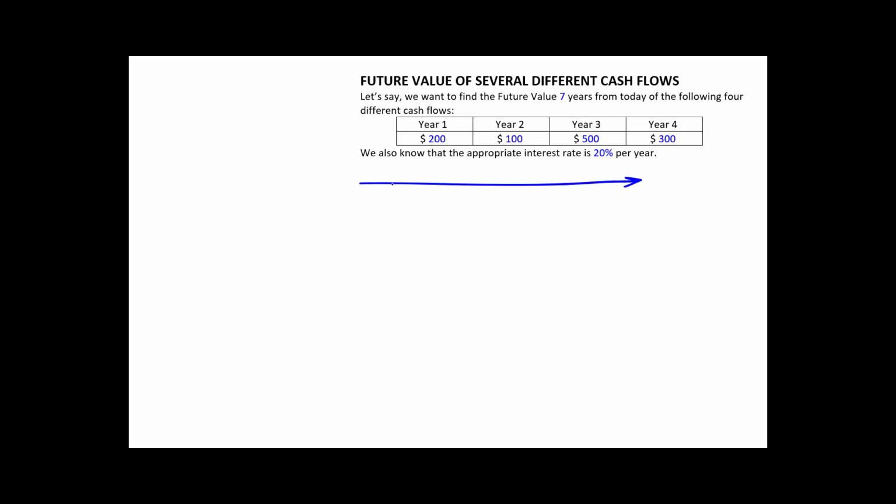Let's first see what's going on here. Let's start with this timeline and mark year 0, which is today. 1, 2, 3, 4, and we have 5, 6, and year 7. Year 7 is where we want to be. Now let's mark our cash flows. $200, $100 in year 2, then $500 in year 3, and $300 in year 4. And we want to find their combined future value here.